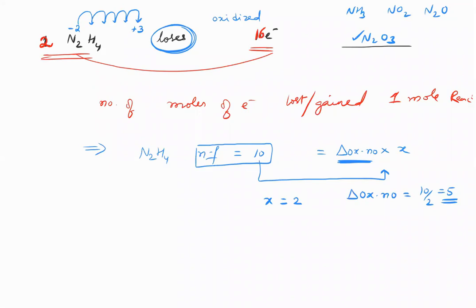Okay. In this, I can modify the question and ask you: if 2 moles of N2H4 loses 16 electrons, what is the final oxidation state? This is my second question. Earlier was the first question.